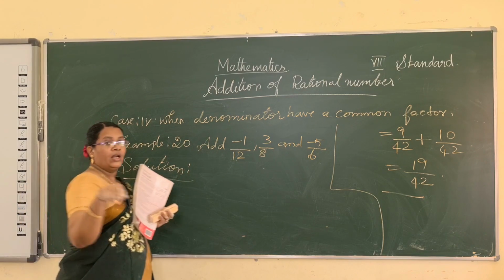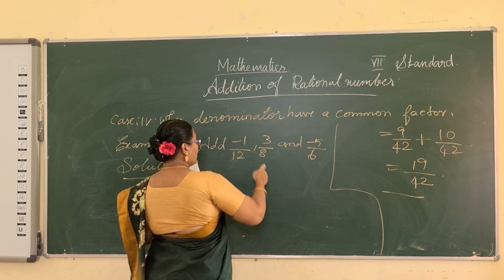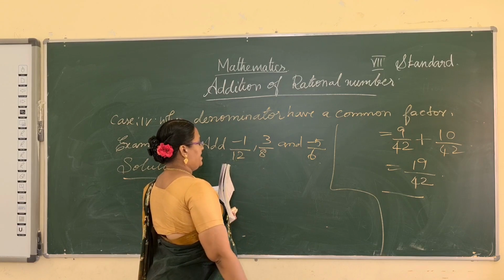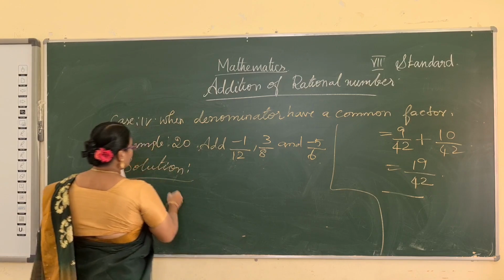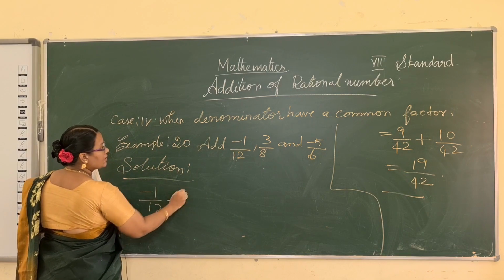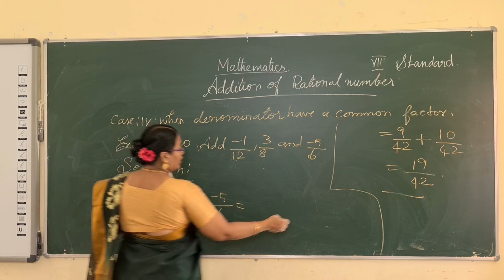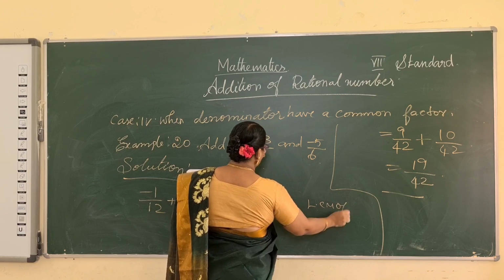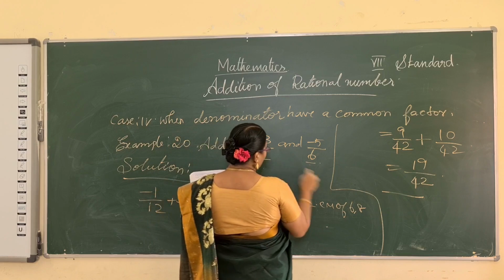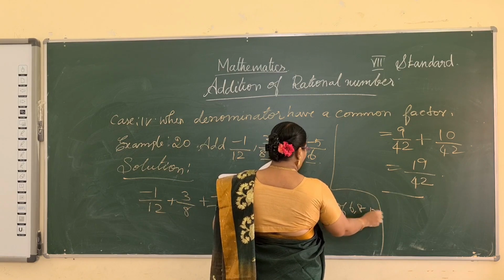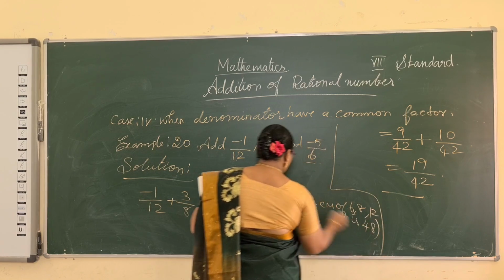Find the LCM of these 3 values. So here, for 8, 6 and 12, 48 is the LCM of these 3 values. So minus 1 by 12 plus 3 by 8 plus minus 5 by 6. Here write the LCM of 6 and 8, the least common multiple, directly. So 6 8s are 48, and 12 4s are 48.